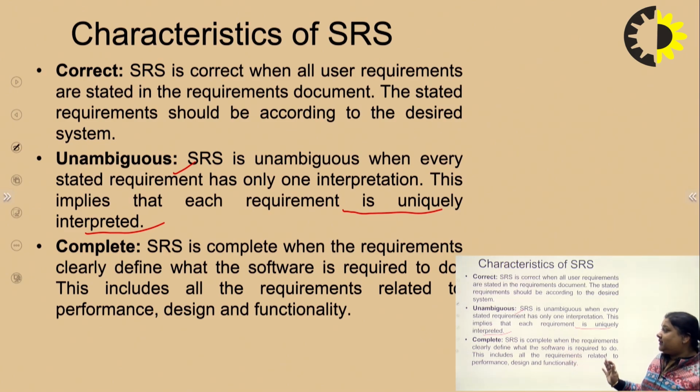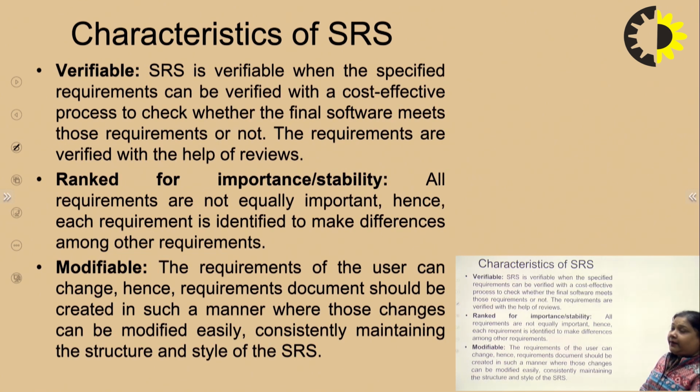Next is complete. An SRS is complete when the requirements clearly define what the software is required to do. This includes all the requirements related to performance, design, and functionality. Verifiable. An SRS is verifiable when the specified requirements can be verified with a cost-effective process to check whether the final software meets those requirements or not, or requirements are verified with the help of reviews.